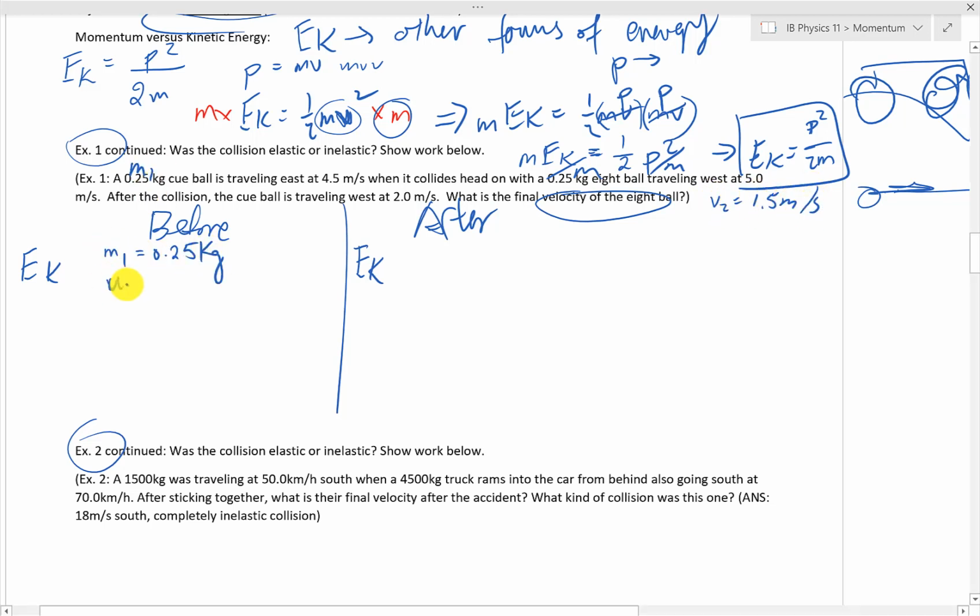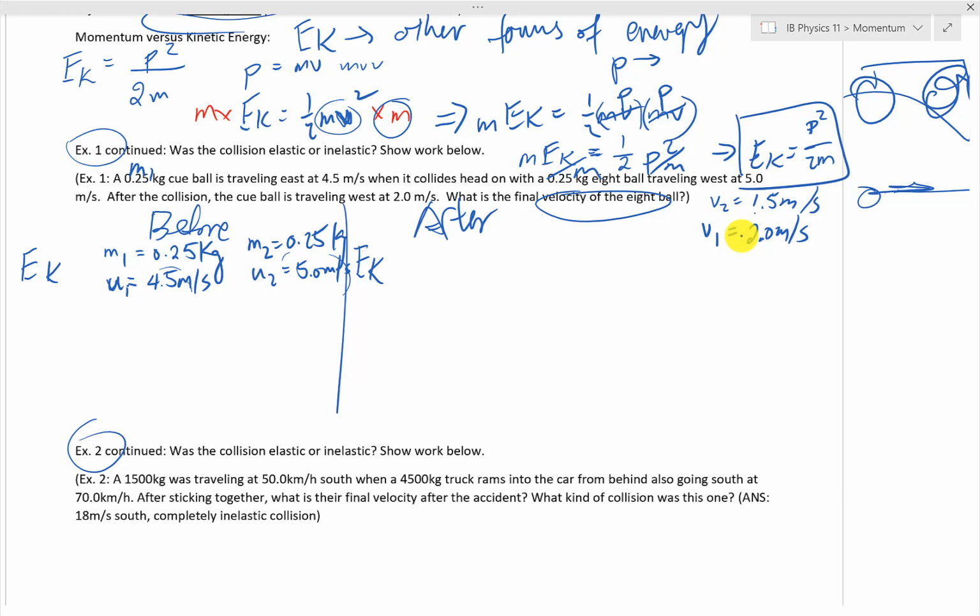So let's write down all of our knowns right now. Okay, so we know the two masses are 0.25 kilograms, and just judging from the velocities before, 4.5 and 5.0 meters per second versus the final as 1.5 and 2 meters per second, I can already tell you it's inelastic because the total kinetic energy definitely changed. We definitely have less after the collision, but let's just calculate it all the way through, just so you have an idea.